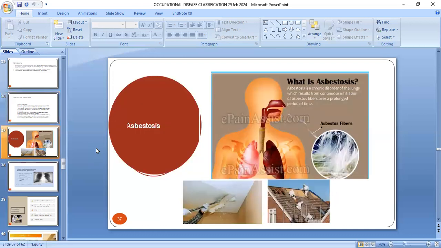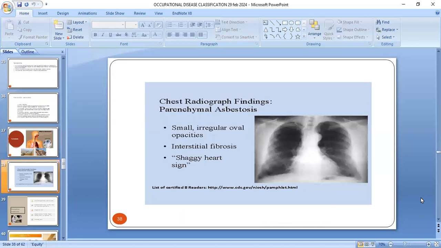Now the asbestosis. Asbestosis is a chronic disorder of the lungs which results from continuous inhalation of asbestos fibers over a prolonged period of time. In this picture, these are the asbestos fibers, and it is mostly found in the ceilings and the roofing. This is the chest radiograph findings of the parenchymal asbestosis. These are the small irregular oval opacities. It causes shaggy heart sign.